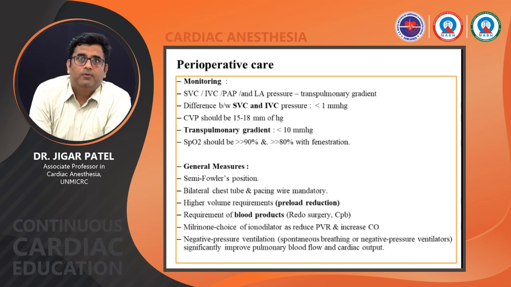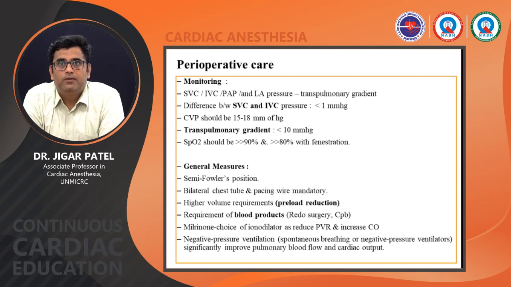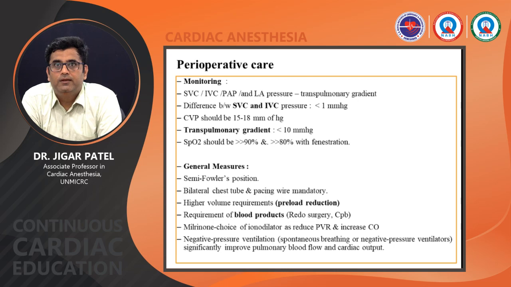Now perioperative care in the Fontan patient is very important. In the monitoring part, we have to measure SVC pressure, which is the Glenn pressure, IVC pressure as the Fontan pressure or pre-Fontan pressure, then pulmonary artery pressure, and simultaneously atrial pressure, and also measure the transpulmonary gradient. The difference between SVC and IVC pressure should be less than 1. CVP or pre-Fontan pressure should be 15 to 18, and the transpulmonary gradient should be less than 10. And the saturation should be more than 90%, and if fenestration is done, then it should be more than 80%.